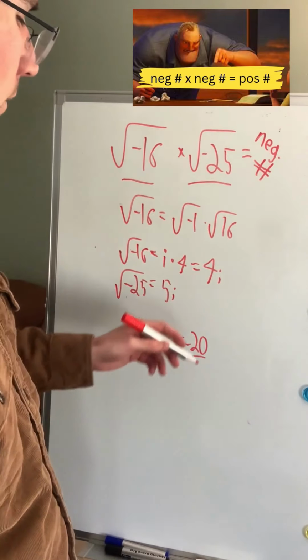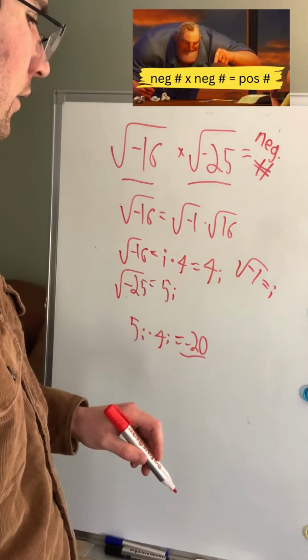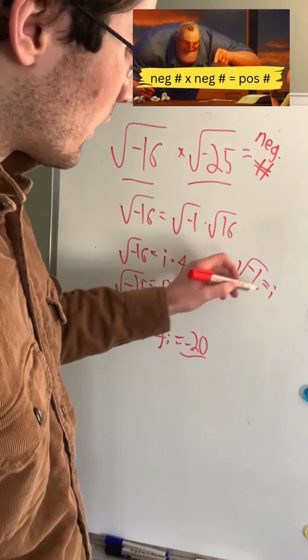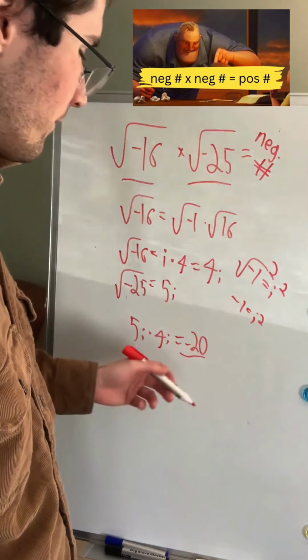But just to review, we only know that the square root of negative 1 equals i. So how do we know what i squared is going to equal? Well, let's square both sides. Negative 1 equals i squared. There you go.